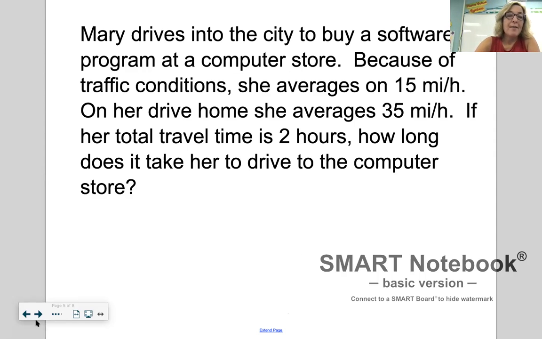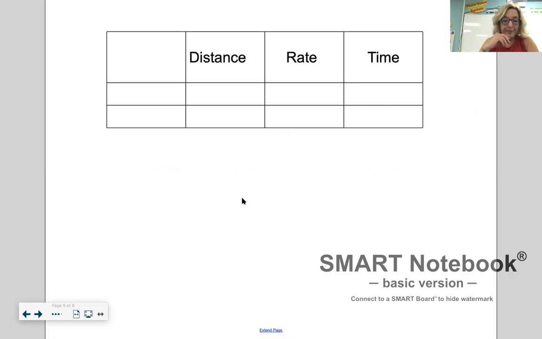So once again, we're going to set this up in a table. Distance, rate, and time, knowing that distance is equal to rate times time. Okay, so this would be to and from the computer store. So what do we know? Well, we know that she was going 15 miles per hour there and 35 miles an hour back. And we also know that it took 2 hours altogether, right?